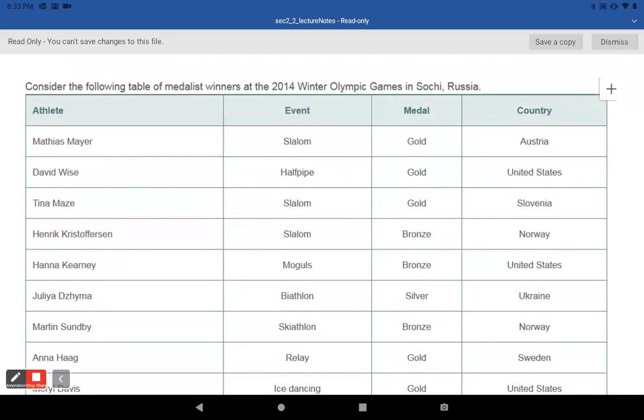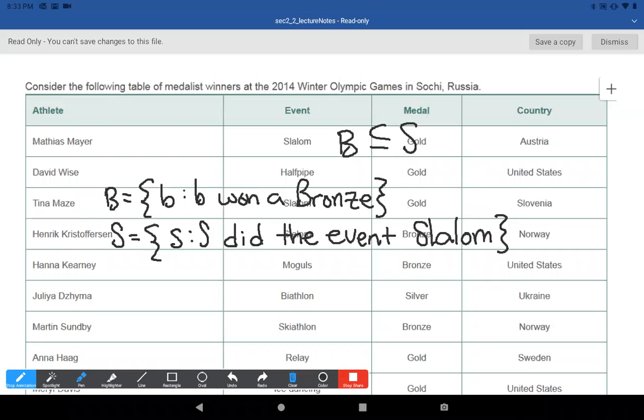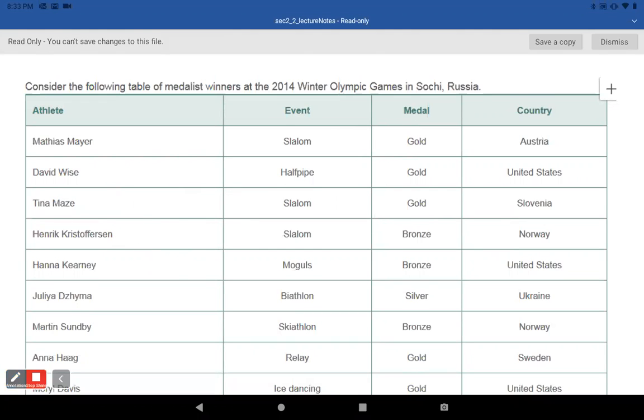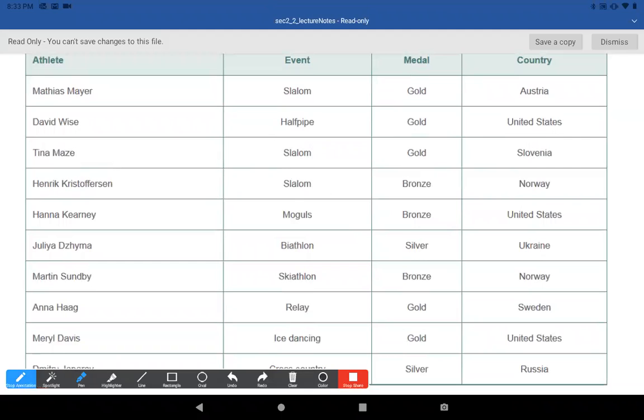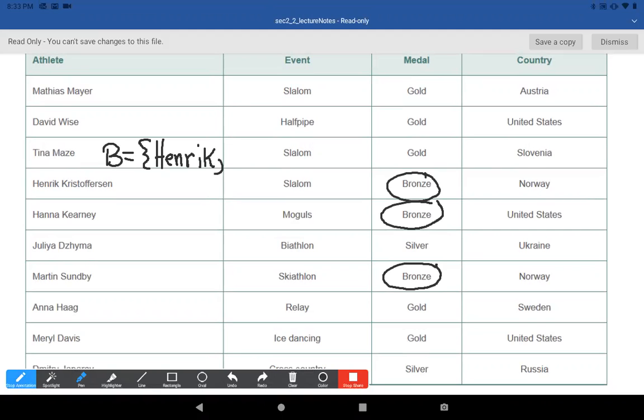So if we look at our list here, we have a bronze medalist in these 3 places. So B, the set B, for example, is Heinrich, Hannah, and Martin, because they had bronze medals, right?